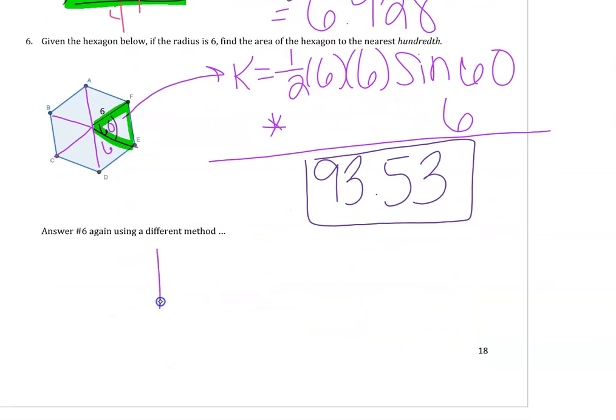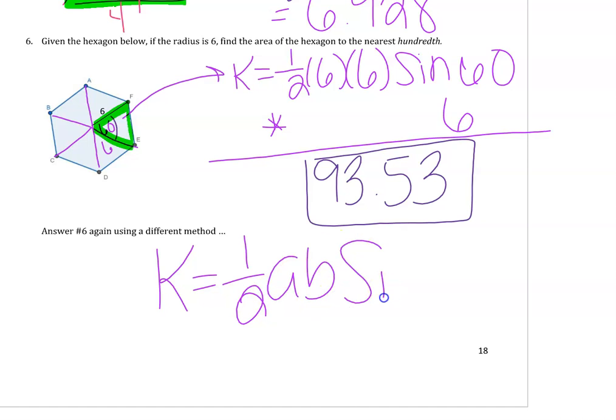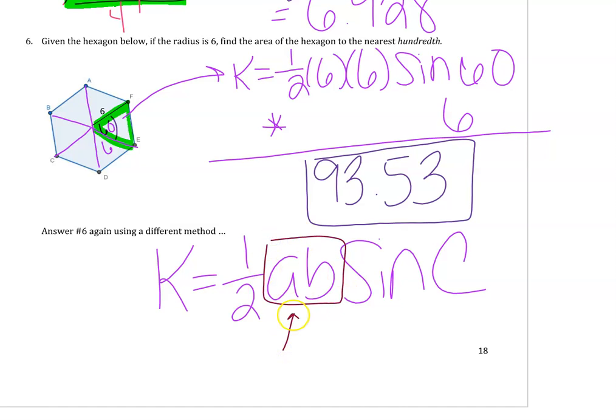So write it one more time. A equals 1/2 AB sine of C. That 1/2 turned out a little bit messed up. Okay? Where again, A and B are the sides and C is the included angle.